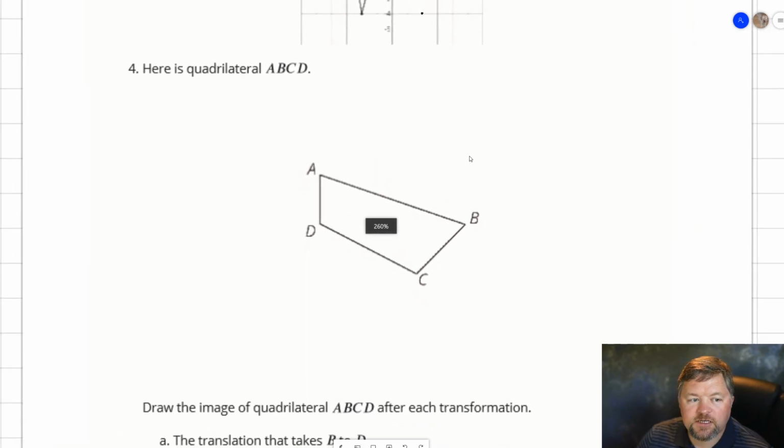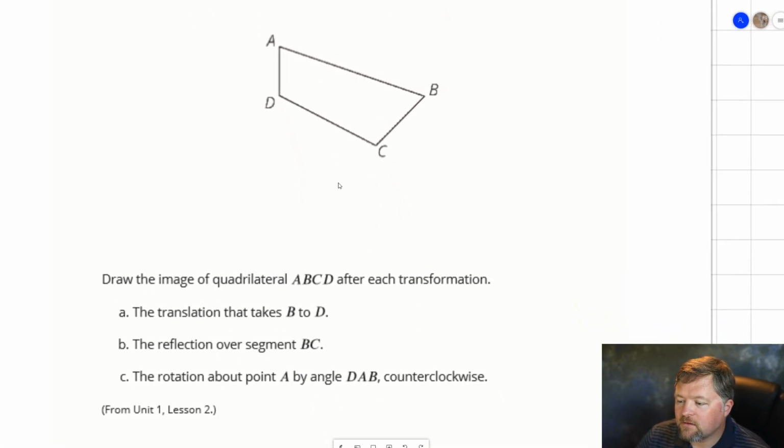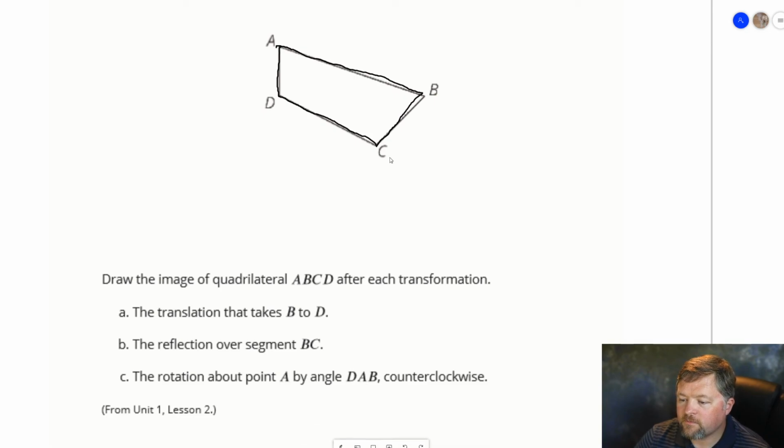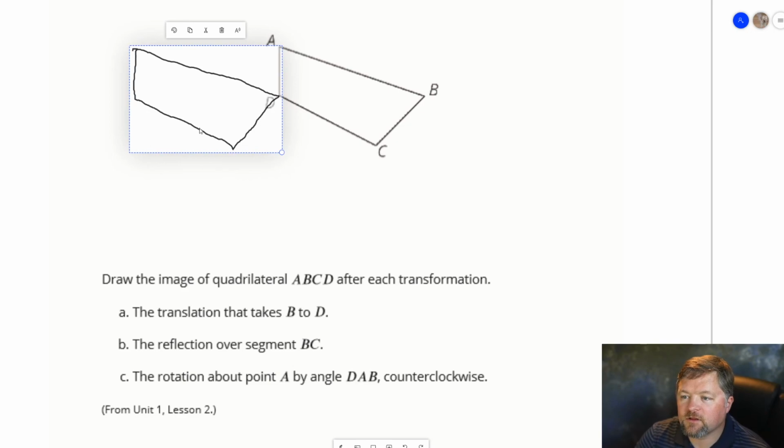Next question here says, here is quadrilateral ABCD. Draw the image of ABCD after each transformation. So there's our quadrilateral. If we want to translate point B to point D, well, here's B and here's D. Translate point B to point D would look like that.